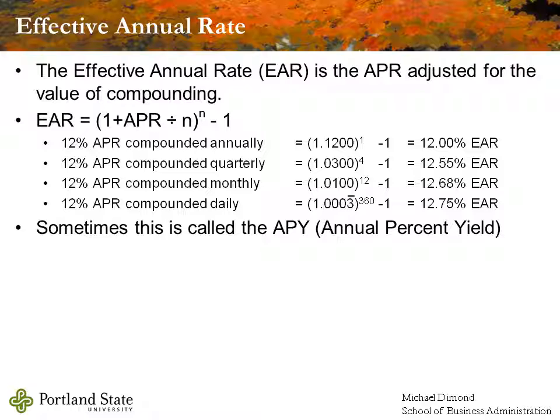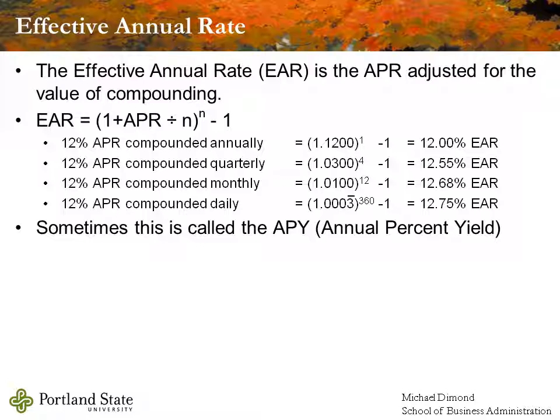Now, because the APY, or the effective annual rate, the EAR, is the APR adjusted for compounding, you know that that effective rate, or that yield, is going to be higher than what the nominal rate would be. In other words, the APY is higher than the APR. So if we look at the examples, 12% APR compounded annually is going to be a 12% effective annual rate. 12% APR compounded quarterly is going to be a 12.55% annual rate. And you'll see the way that I've computed that is to take 1 plus that quarterly rate, raise that to the 4th power, and then I subtract the 1 back out.